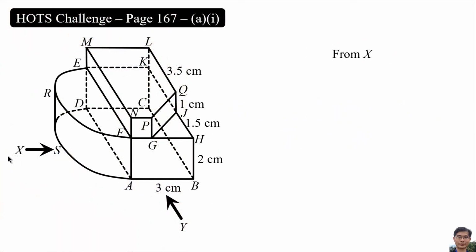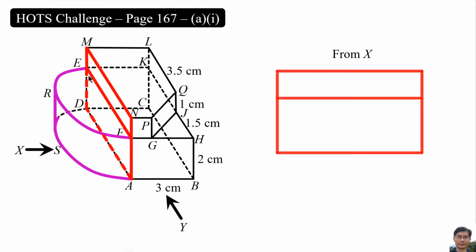From X, view from X. So we see this curve, and this curve is flattened to become EDAF, and then we see another rectangle. The length DA is the length of this horizontal line. Length DA is same as length CB. So the length of CB is 3.5 cm plus 1.5 cm equals 5 cm.